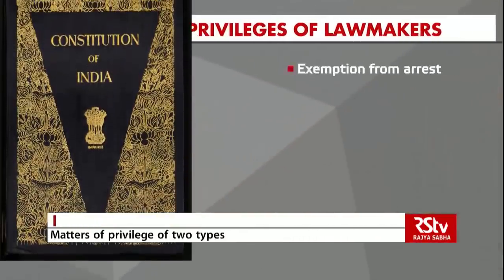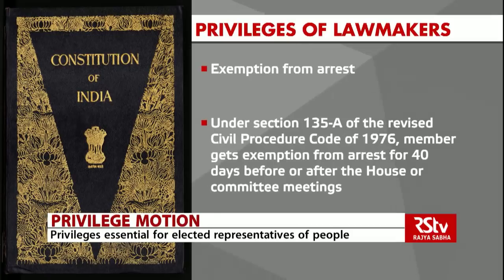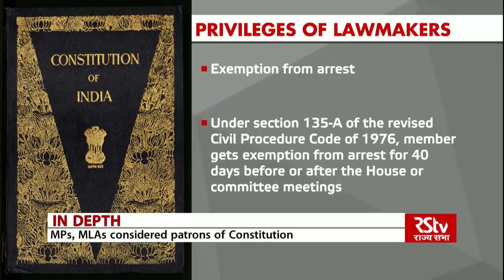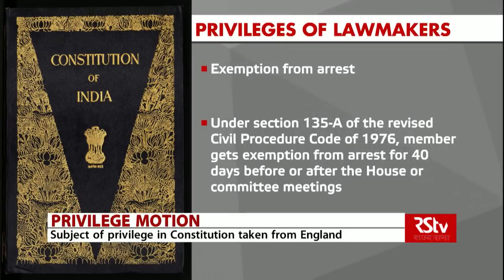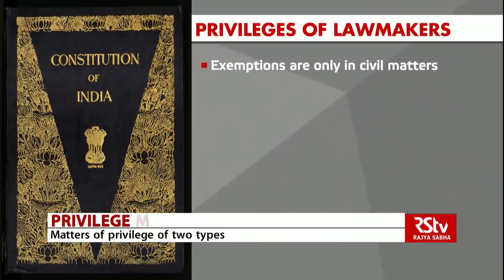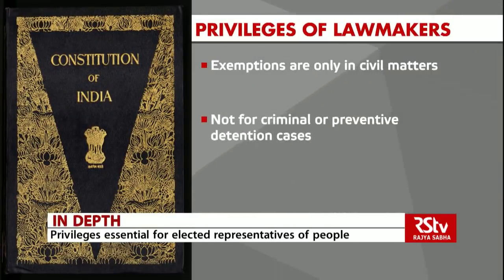Talking about the personal privilege of the members, first is the privilege of exemption from arrest. Under Section 135A of the revised Civil Procedure Code of 1976, a member gets exemption from arrest for 40 days before or after the House or committee meetings, but these exemptions are only in civil matters. This exemption is not for criminal or preventive detention cases.